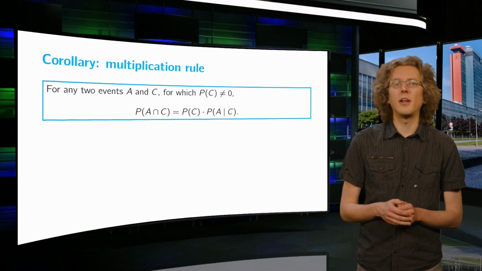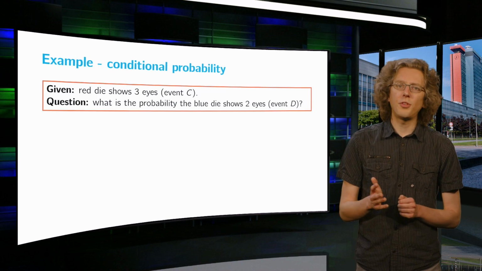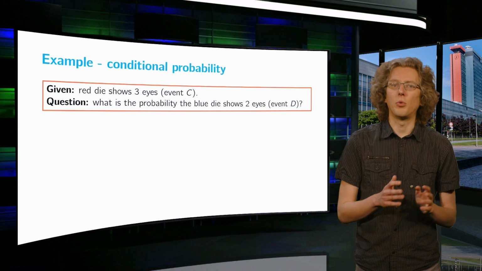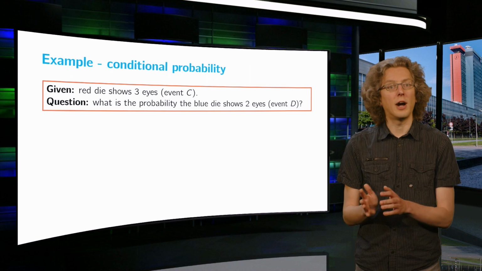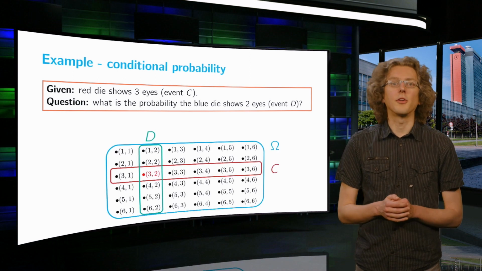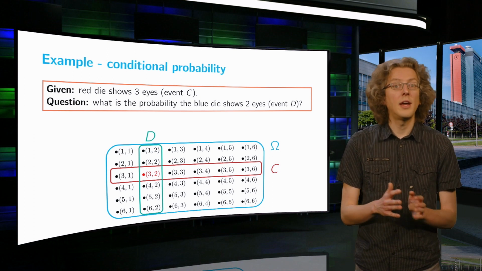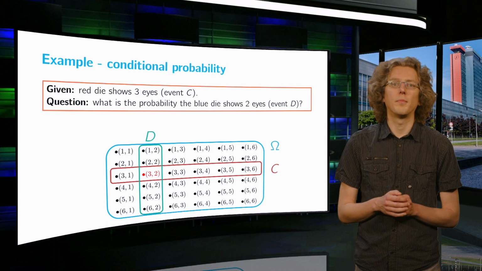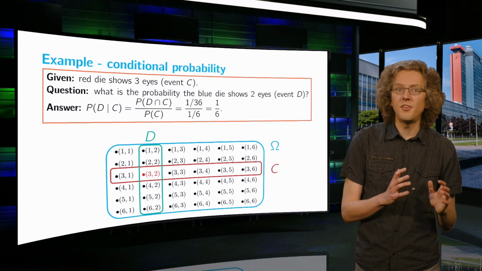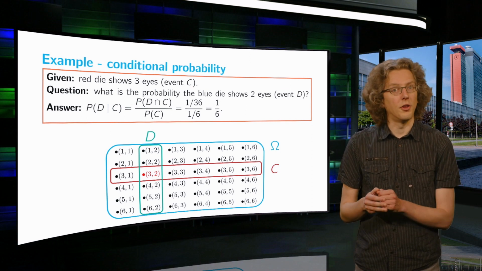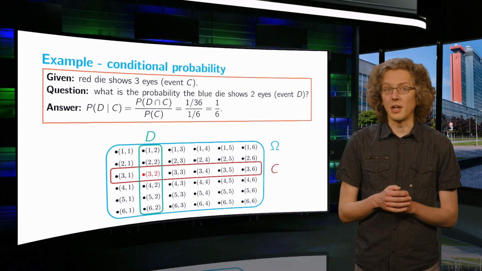Now let us consider a final example which will give us a special but very interesting case. Suppose we throw our red and blue die again. The red die shows 3 eyes. What is then the probability that the blue die shows 2 eyes? Well, we can apply the conditional probability rule, applied to the events C, the red die shows 3 eyes, and D, the blue die shows 2 eyes. Check for yourself that we then find that the probability of D given C is the intersection probability 1 in 36 divided by the probability of C, 1 in 6. This gives us 1 in 6.